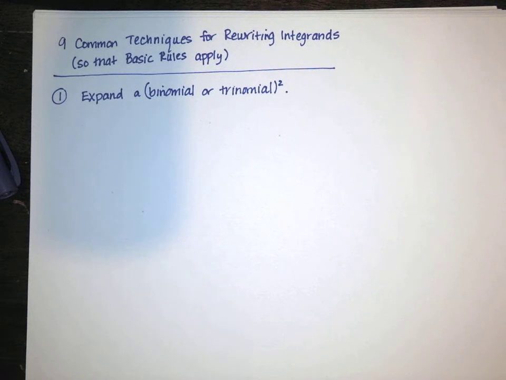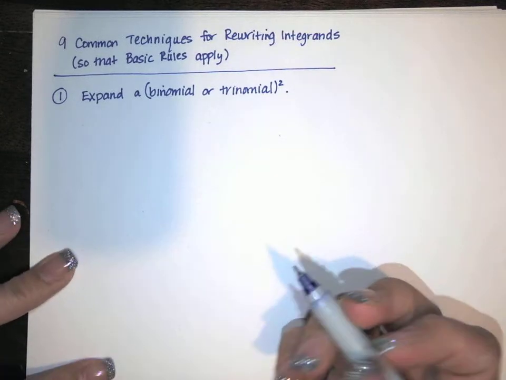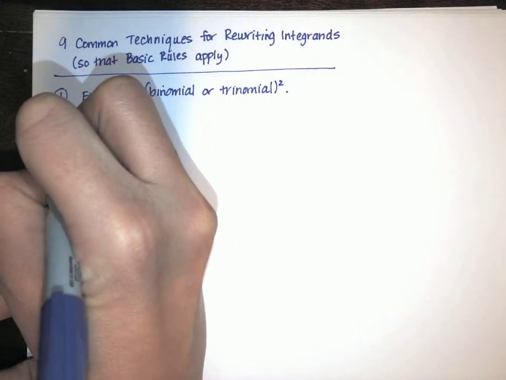Hey guys, this is another video on the 9 common techniques for rewriting integrands so that our basic rules apply. This is the first of the techniques. It's called expanding a binomial or trinomial. So here's an example where you might use this.